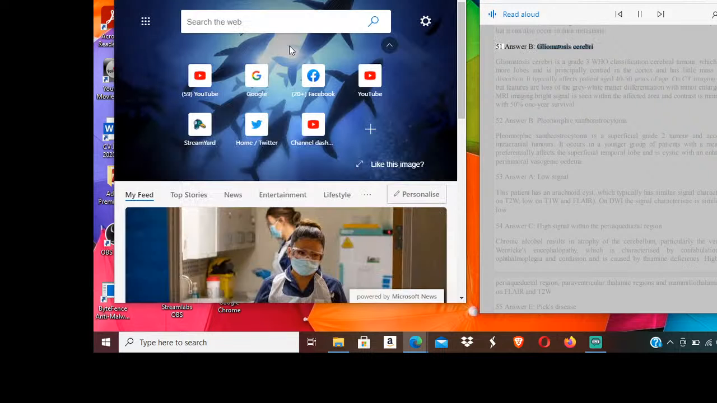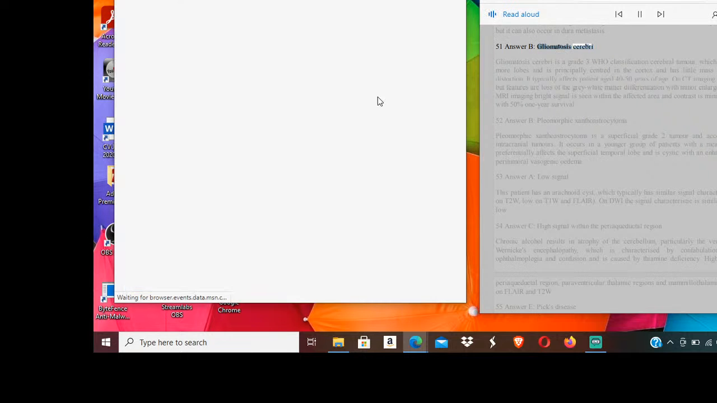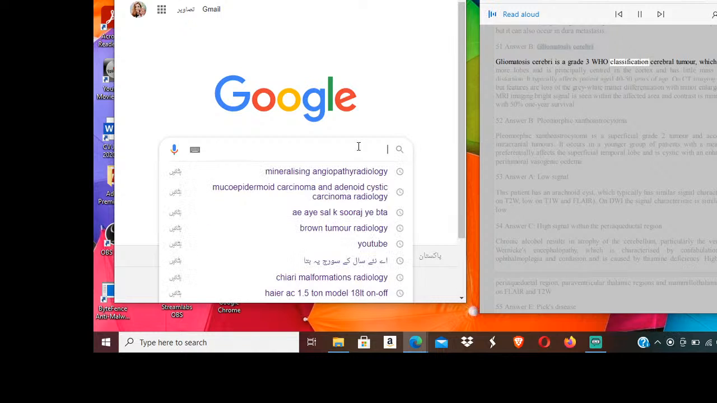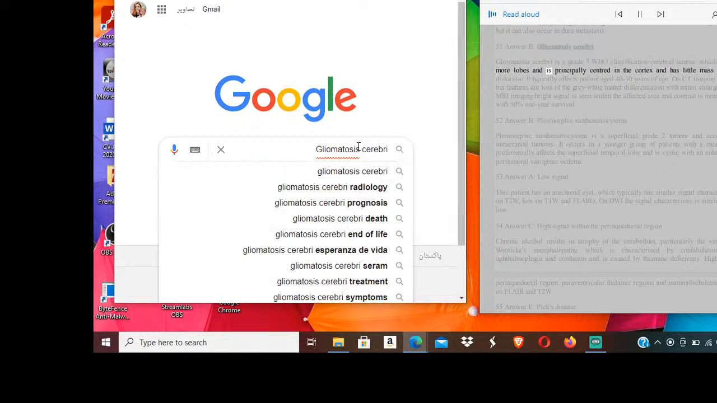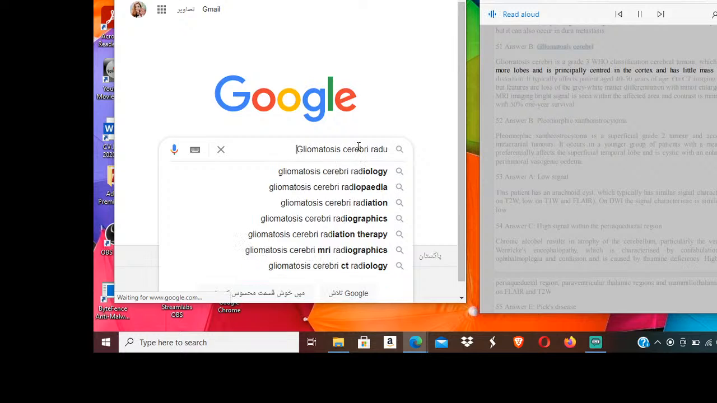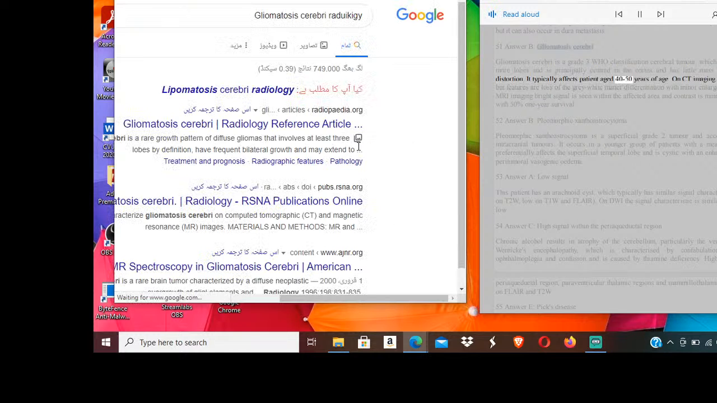51. Answer B, gliomatosis cerebri. Gliomatosis cerebri is a grade 3 WHO classification cerebral tumor, which affects at least 2 or more lobes and is principally centered in the cortex, and has little mass effect or architectural distortion. It typically affects patients aged 40 to 50 years of age.